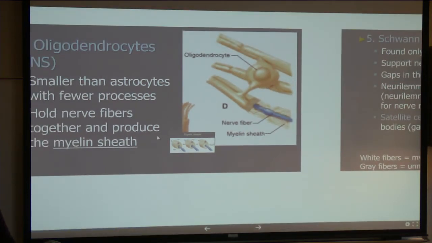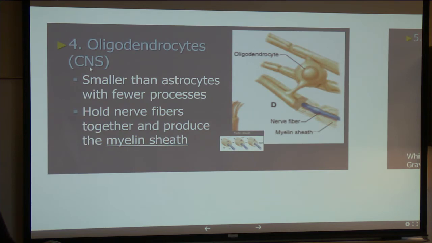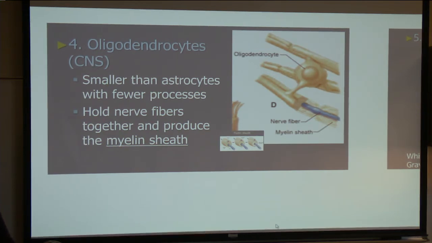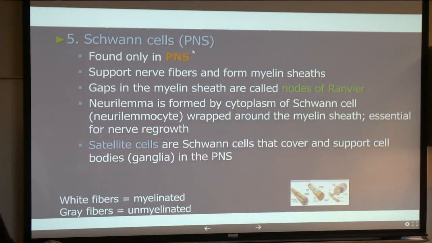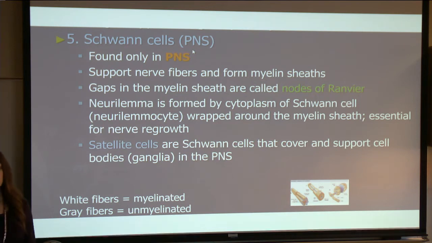So let's talk about these Schwann cells. Oligodendrocytes are in the CNS, the central nervous system. The Schwann cells, like I mentioned, are in the peripheral nervous system. These are the only type of glial cell which you find in the PNS. They do the same thing as the oligodendrocytes. The only difference is Schwann cells are in the PNS, oligodendrocytes are in the CNS. But they're both going to support the nerve fibers and wrap around them and make up this myelin sheath.